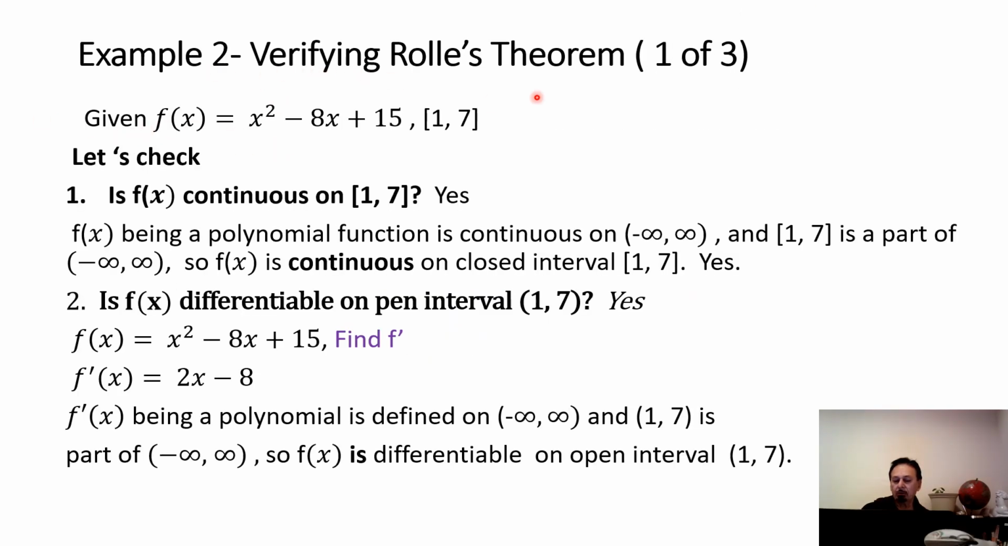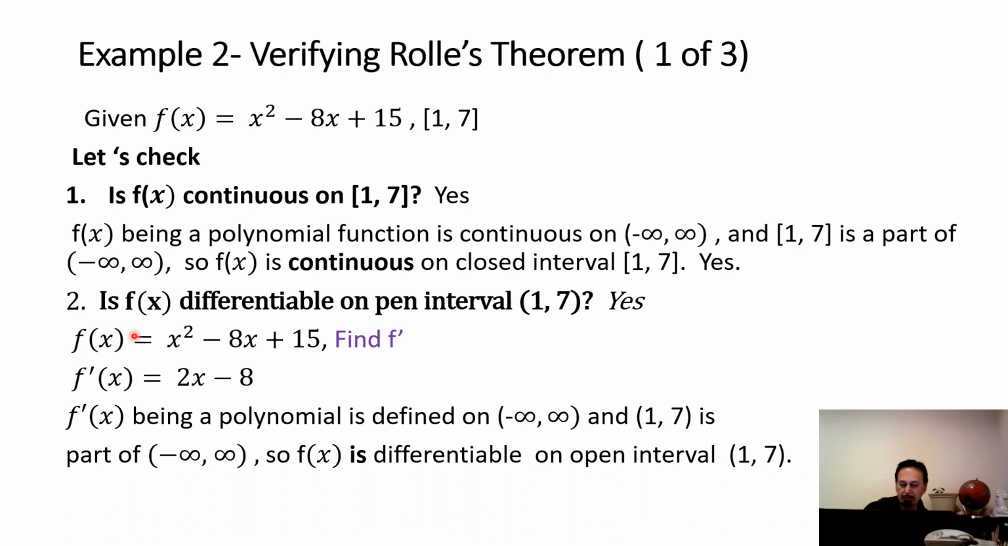Example 2, verifying Rolle's theorem. Given f of x equals x squared minus 8x plus 15 and the closed interval 1 to 7. Number 1, let's check if f of x is continuous on this closed interval 1 to 7. Well, f of x is a polynomial, and a polynomial function is continuous on the entire number line from minus infinity to infinity. And 1 to 7 is a part of this number line. So we can conclude that f of x is continuous on the closed interval 1 to 7.